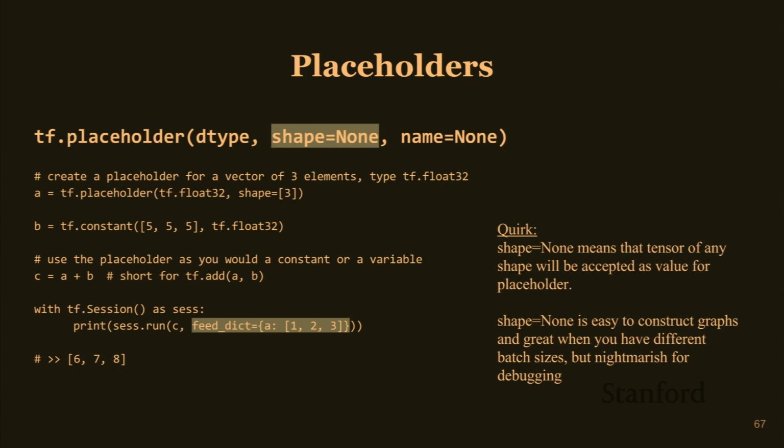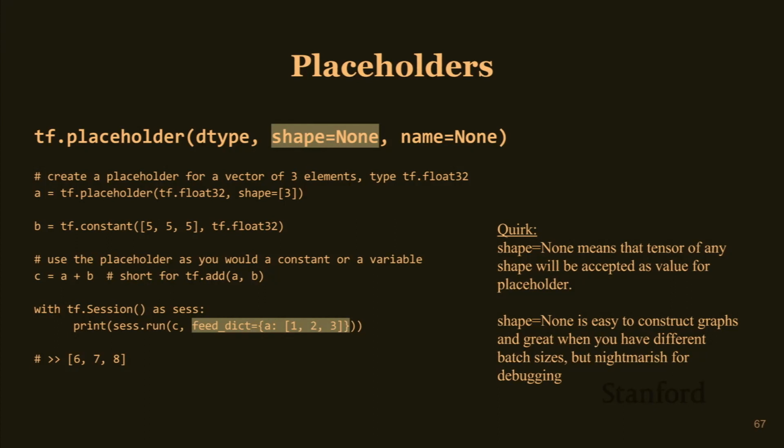One thing you'll notice is that in a placeholder, you can specify the shape as None. None is really useful in many cases. For example, when you have different batch sizes and don't know yet what batch size you want to use, you can have a very flexible shape for the dimension corresponding to the batch size.